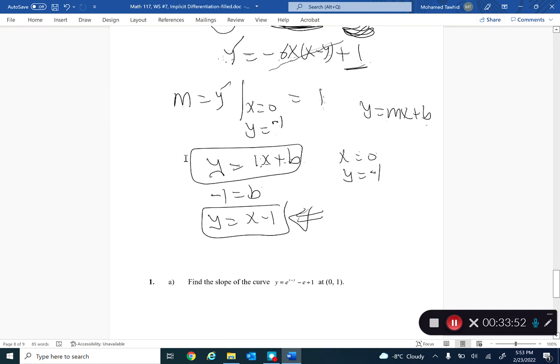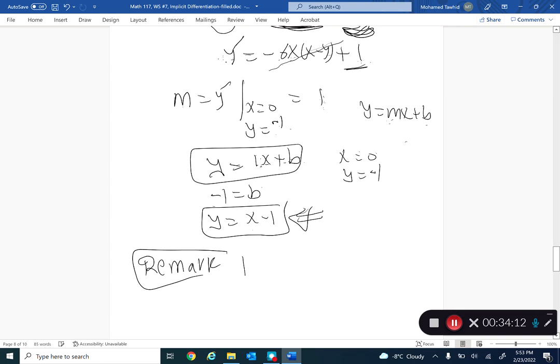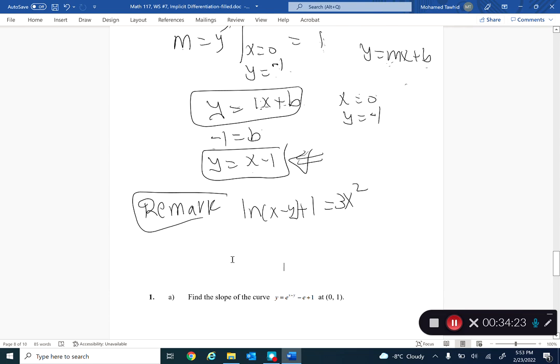Then your equation should be mx plus b, where m is 1, x is your variable, and b is just negative 1. Alright? So here, just a remark. If you look at the textbook or the problem, they give you this equation: ln(-y + 1) = 3x squared, right? So let me show you how to solve this.